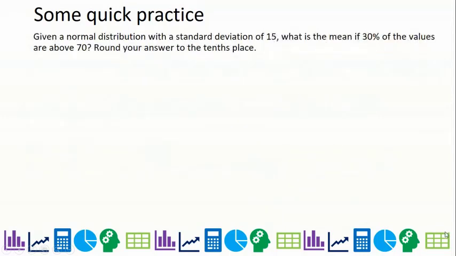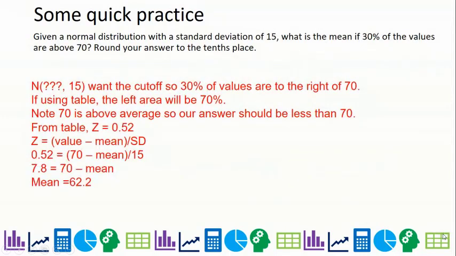Okay, what does it mean if 30% of the values are above 70? Again, because you're finding the mean, you must work with standardized values. So I'm doing inverse norm. I can either do inverse norm at 30% with 0 and 1 and say right, or I can do inverse norm with 0.70, 70% and 0 and 1 and say left. I get my z-score, which is 0.52.